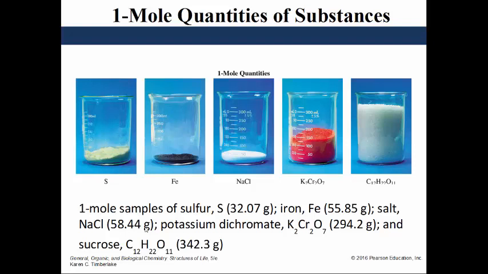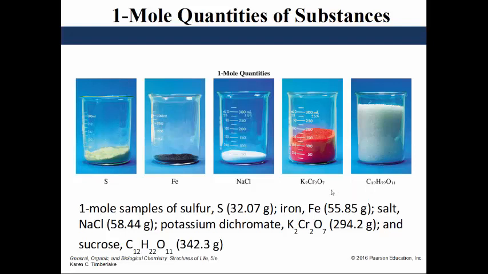Alright, just to show you some comparisons of what 1 mole of various things would look like and how they would compare to one another. In this picture you have sulfur, iron, salt, potassium dichromate, and sucrose. In each of these beakers you have 1 mole of that sample. So 1 mole of sulfur, 32.07 grams. 1 mole of iron, 55.85 grams. Table salt, sodium chloride, 58.44 grams. Potassium dichromate, 294.2 grams. And then sucrose, which is a form of sugar, 342.3 grams.